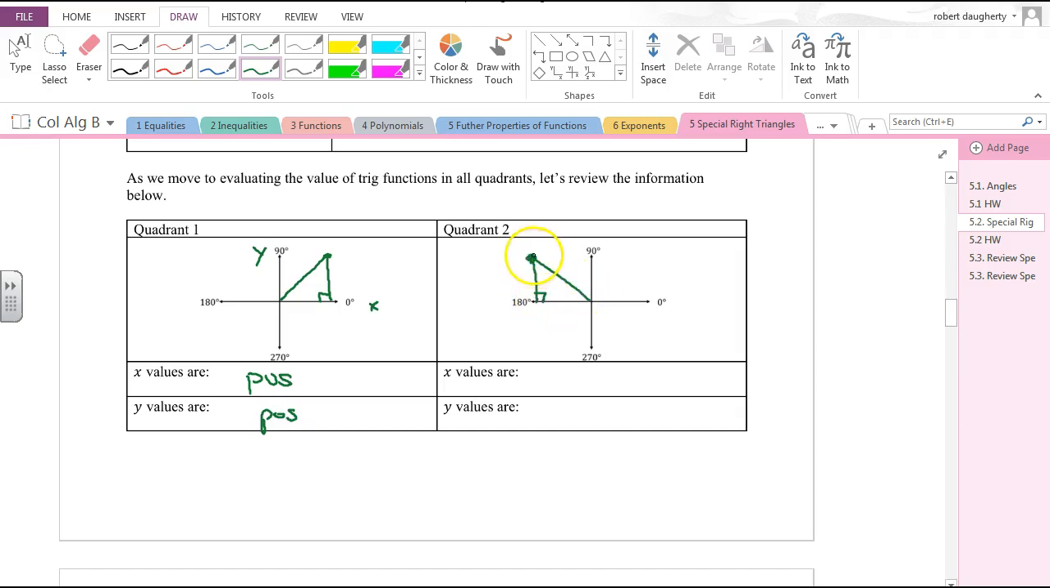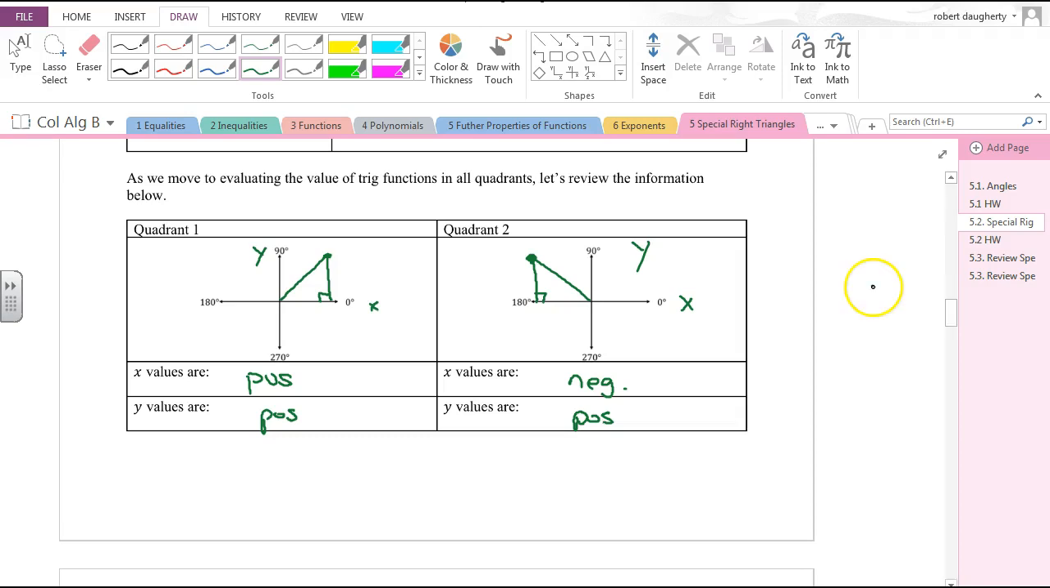Now, let's see if this triangle lived in quadrant 2. If I was looking at this point right here, here's my x-axis and my y-axis. To get from here over to here, in the x value, what direction do I have to travel? Positive or negative? I have to go negative in x, and to get to this point, where do I have to go in y values? Positive or negative? Positive. Okay, so when I draw a triangle that's in the second quadrant, it's going to have a negative x value and a positive y value.